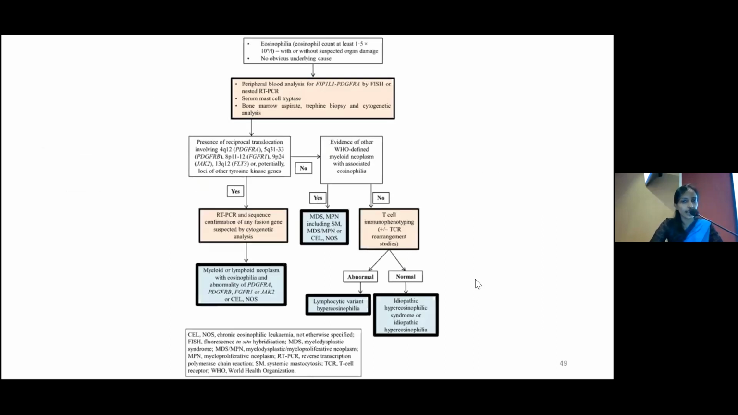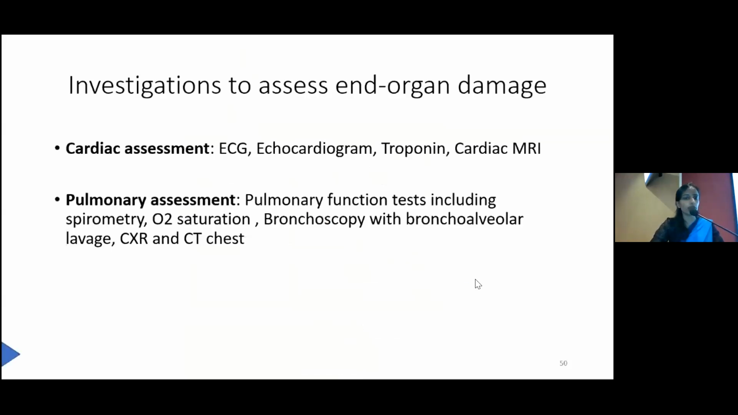So as you can see in this slide, if a patient is having an eosinophil count above 1,500 without any underlying obvious cause, the next step is to go ahead with a peripheral blood analysis for PDGFRA by FISH or nested RT-PCR, looking for a lymphoproliferative disorder. If that is negative, the next step is to go ahead with a serum mast cell tryptase to exclude chronic eosinophilic leukemia and systemic mastocytosis. So if those are negative, then invasive tests are recommended like bone marrow aspirate, trephine biopsy, and cytogenetic analysis. And further evaluation depends on the results of these investigations.